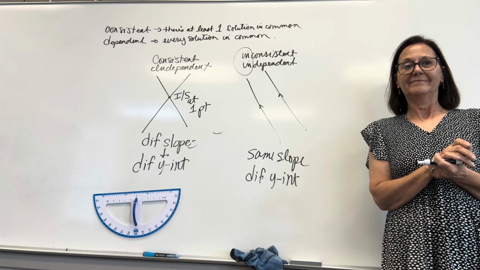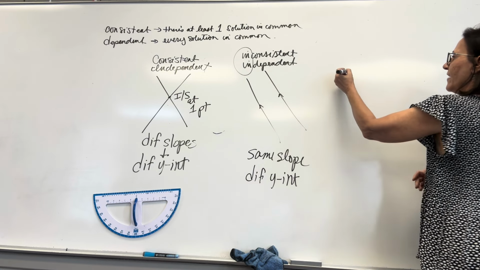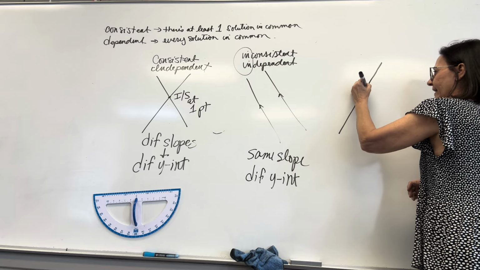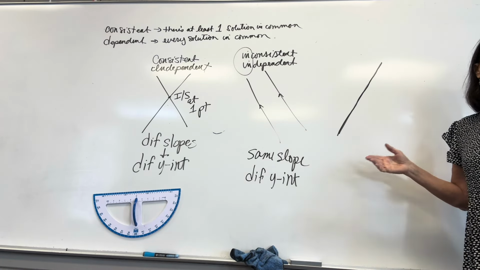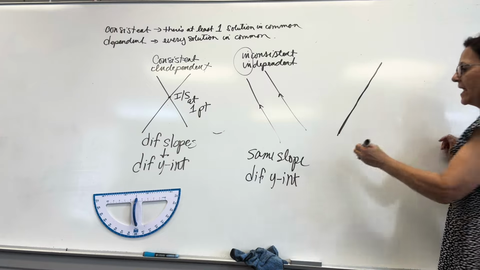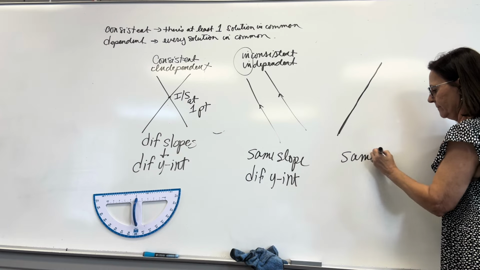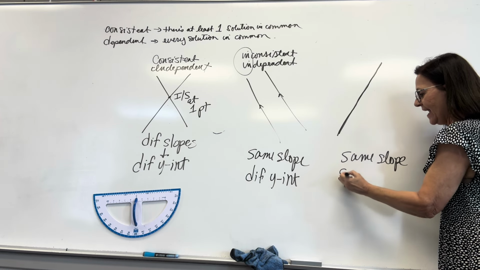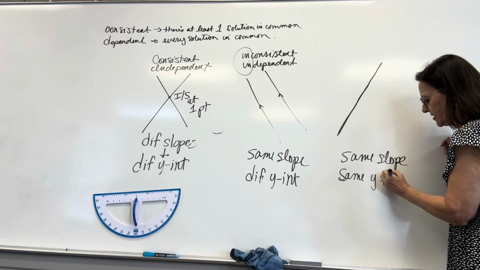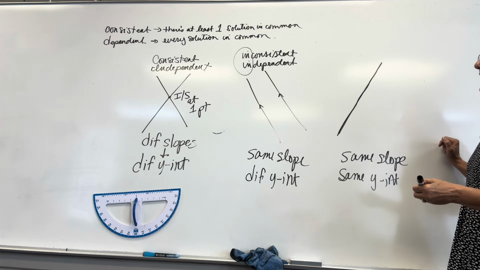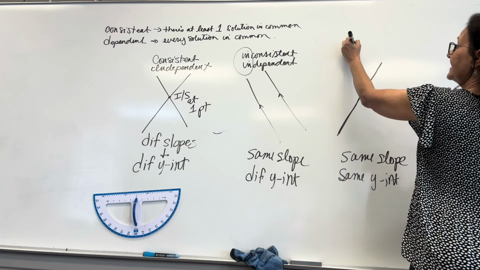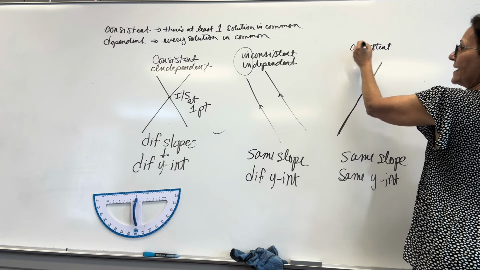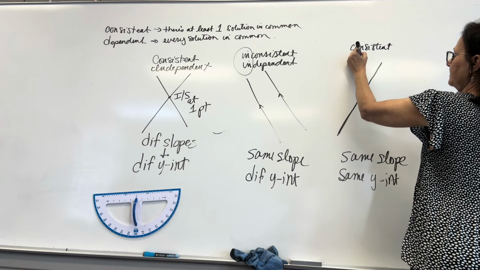Got it? All right. Now, what if it's this line and then this line? What do they have slope-wise? Same slope. What else is the same? Same y-intercept. So they're consistent and dependent.